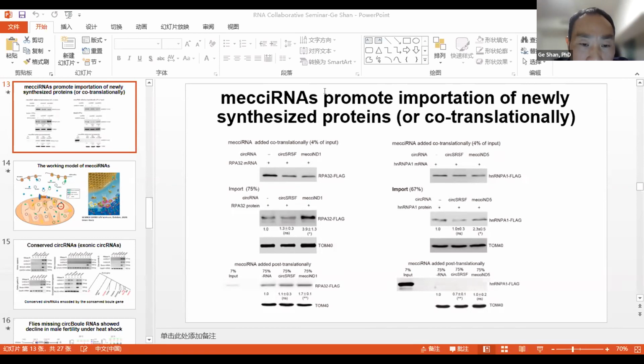The next question is: is the interaction of circBoule with HSP dependent on circBoule translation? Actually, we don't think circBoule can be translated, so the answer is no. circBoule RNA is not a translational template.